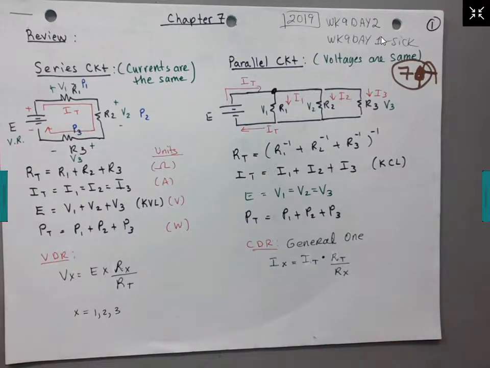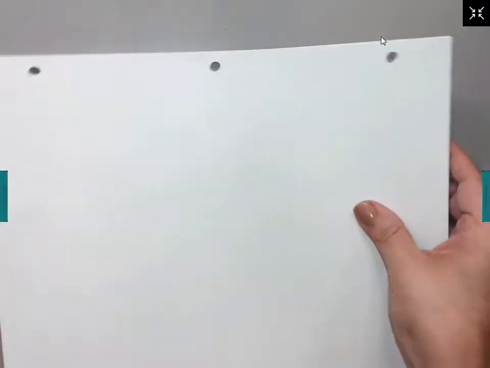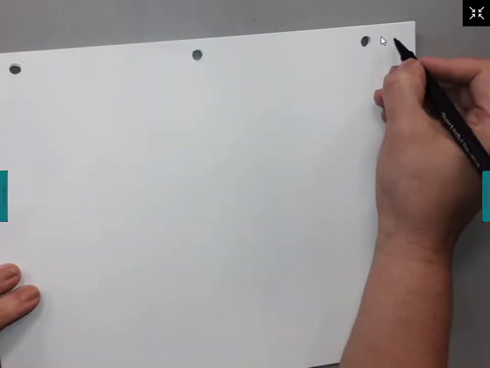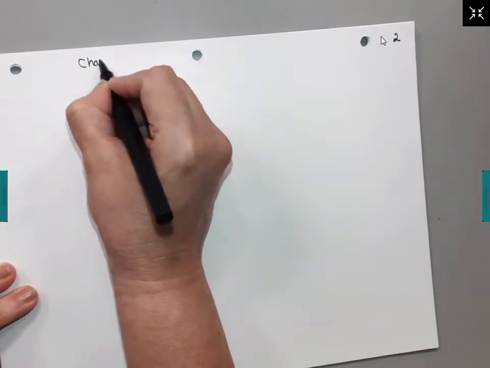Alrighty, so I'm going to move to page number 2. Page number 2 is where you're starting to learn different circuits. So this is going to be page number 2, okay? And this is chapter 7.